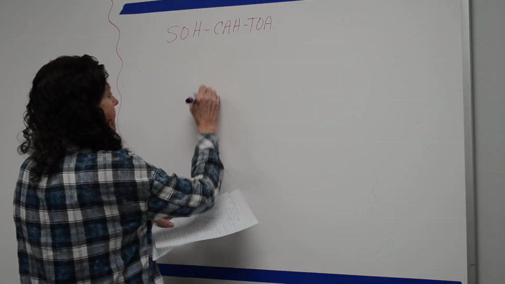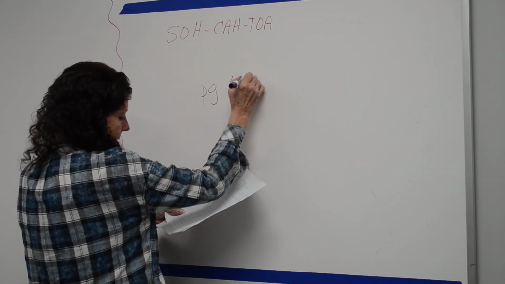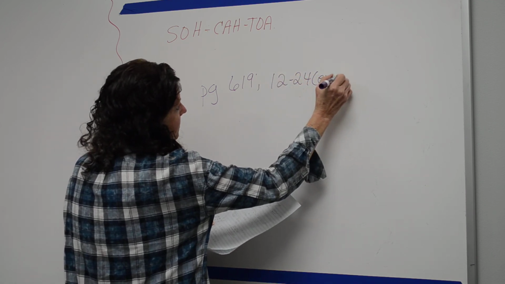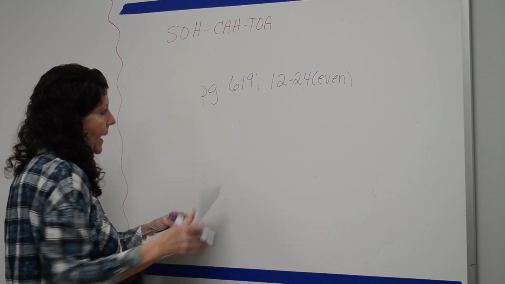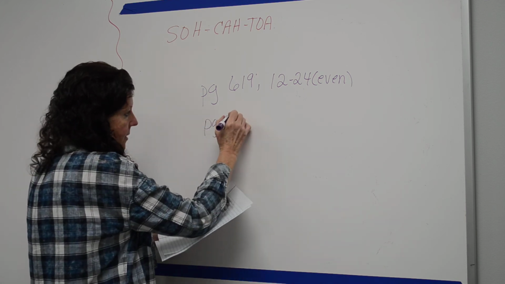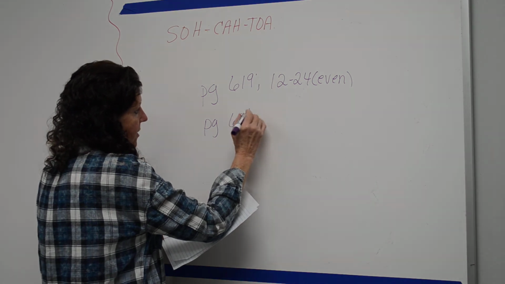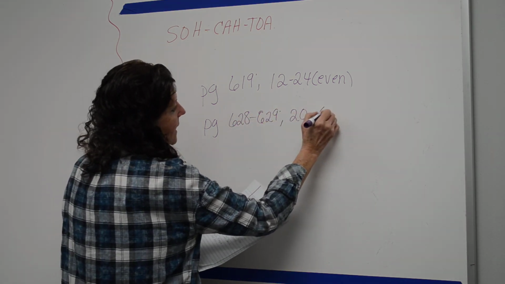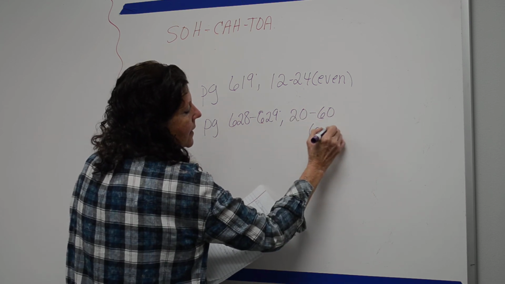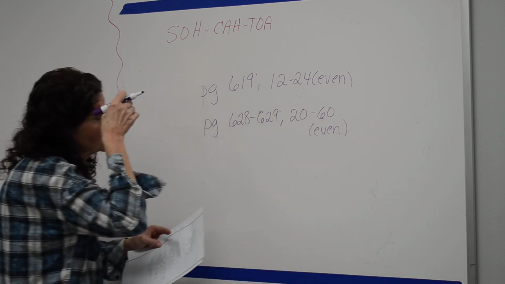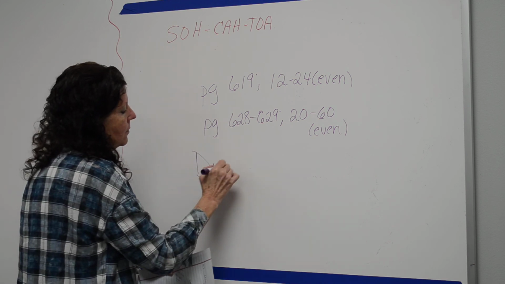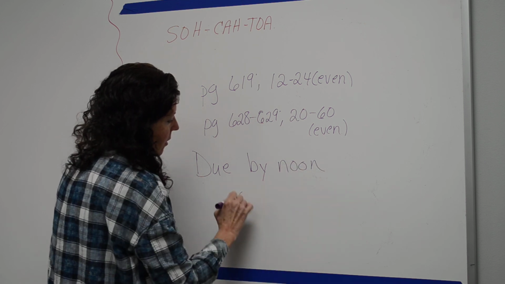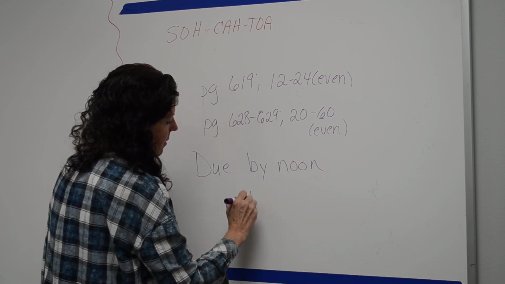So, you have page 619, 12 through 24 even. And then you have page 628 through 629, 20 through 60 even, and a lot of that is simply calculator use. So remember, this is due by noon on Sunday.